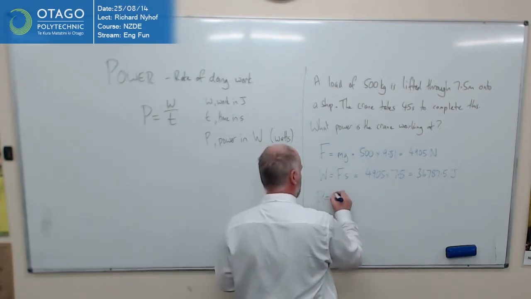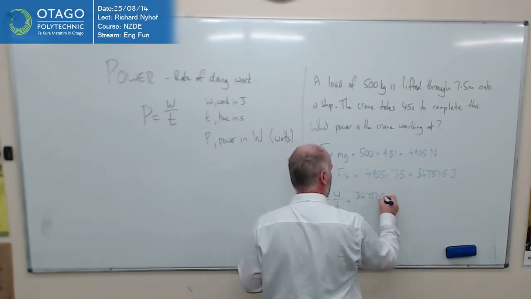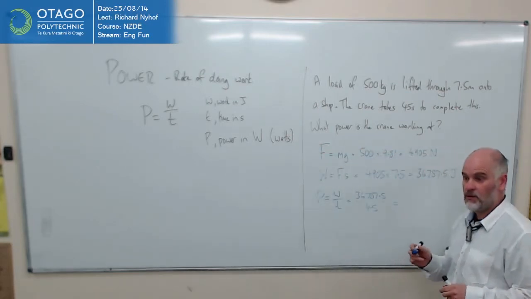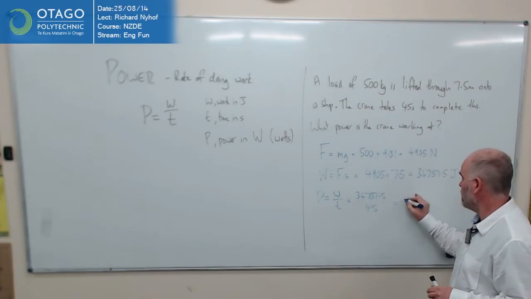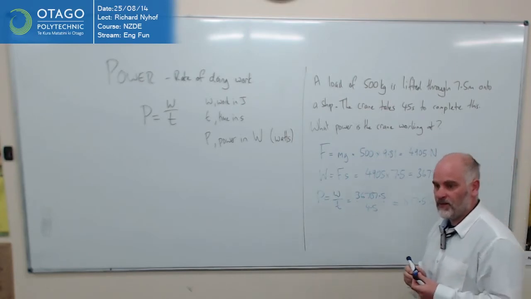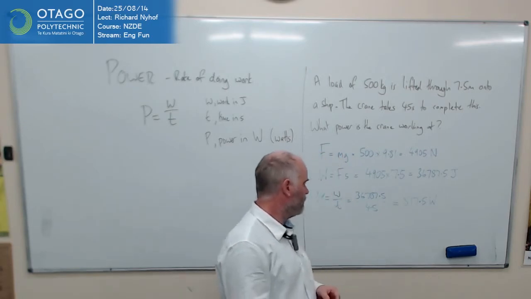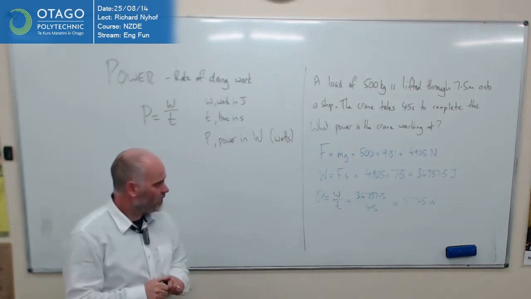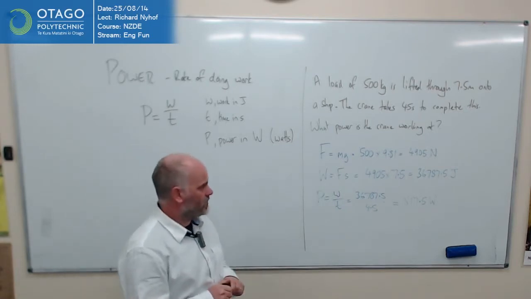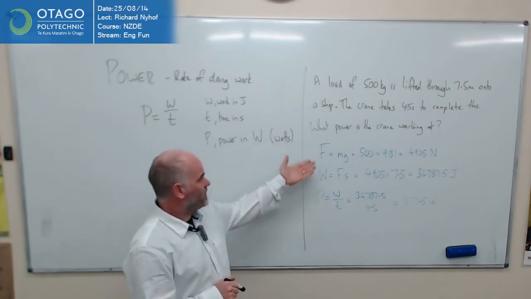Power, work over time. So 36787.5 divided by 45. So you get 817.5 watts. So about 800 watts. Make sense? Okay. So that's the sort of question that you're going to have to be able to deal with at this stage. The question asks about power.